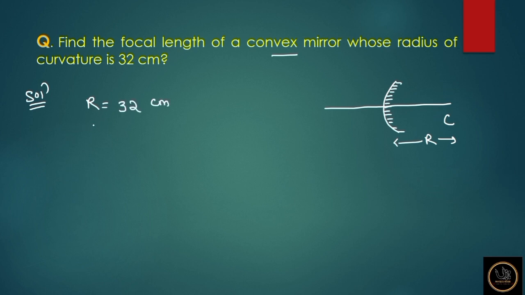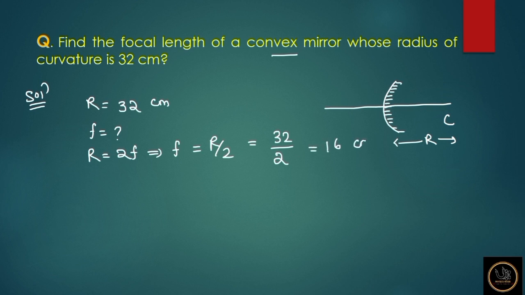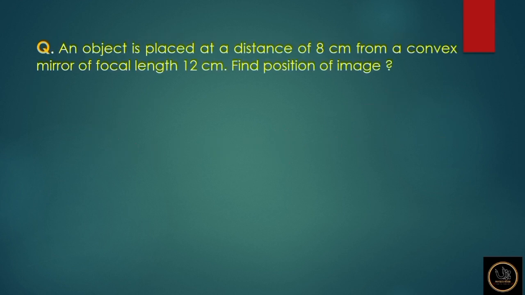Then you have to find out F. Put the formula, R is equal to 2F. Then F is equal to R by 2. Here R is 32 centimeter divided by 2, which will give you 16 centimeter. Clear? Then a third question, an object is placed at a distance of 8 centimeter from a convex mirror of focal length 12 centimeter. Find position of image.